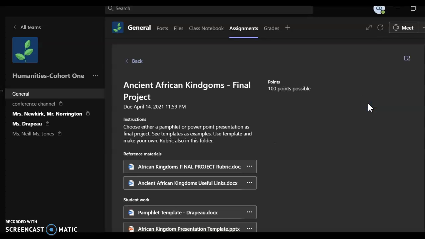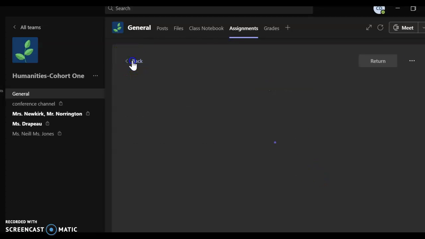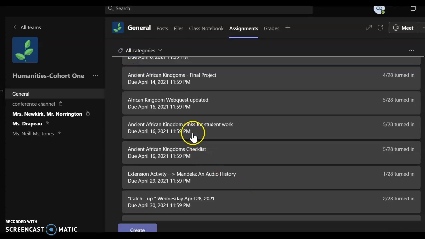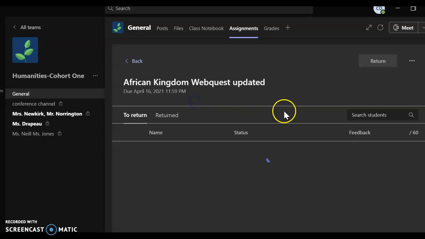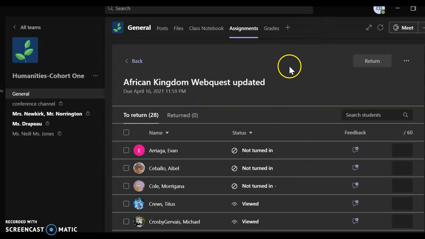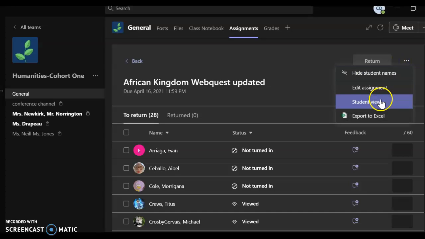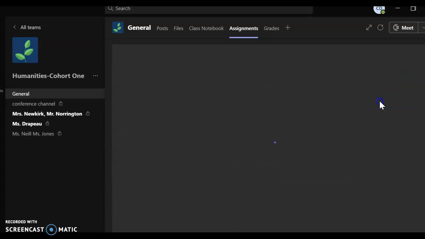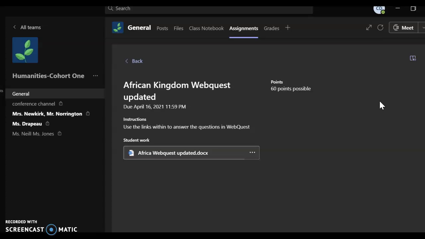Just a side note, cohort 4 students, you'll have to open both the useful links and the web quest. This is final project, so let me go back. Apologies. Web quest. Here it is, updated. So cohort 4 students, you'll have to use the useful links and your web quest. You'll have to have the two of them open side by side. For all others, I was able to update before use.